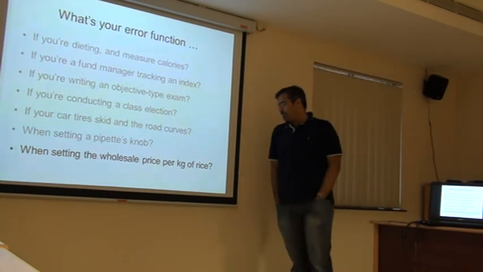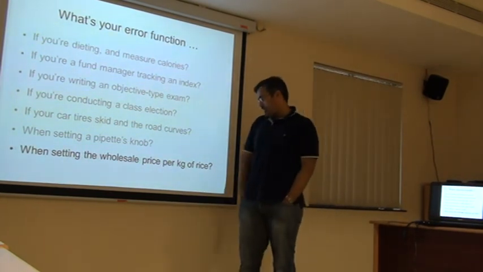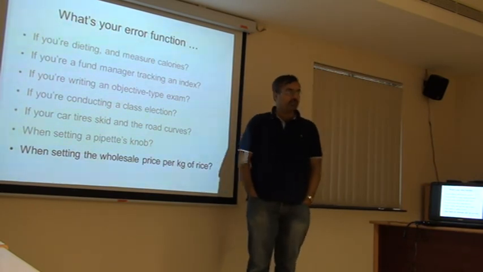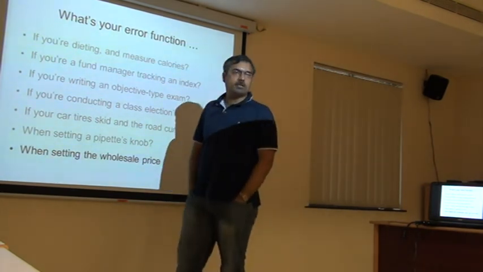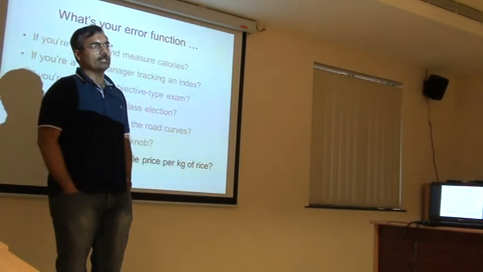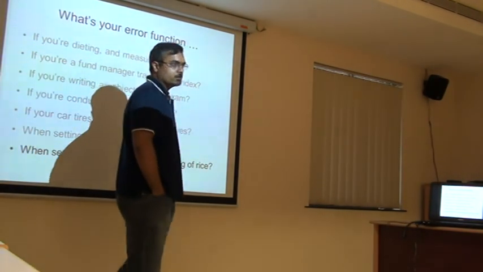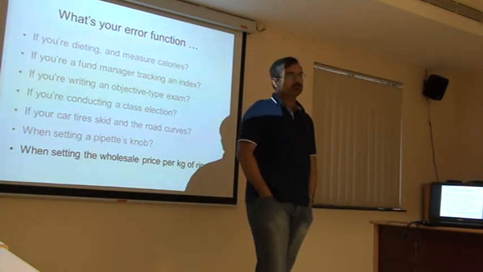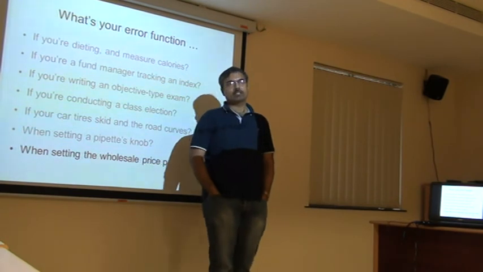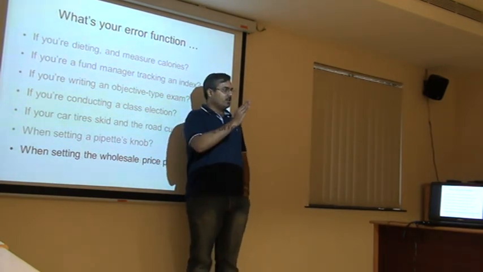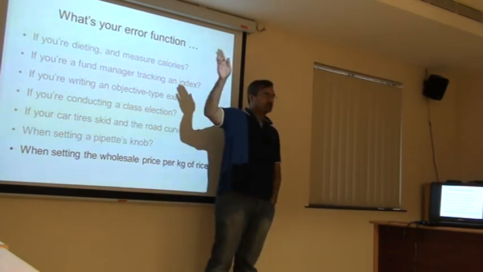Let's say you are setting the wholesale price per kg of rice. Now rice is a commodity. If you set it to be the lowest in the market, pretty much everyone will come to you. If you set it to be anything other than the lowest, you are not likely to have any benefit. And if you set it lower than the lowest, then, well, you'll still get some money. Your margins may be lower. So this is a case where beyond a certain point, my error function is 1.